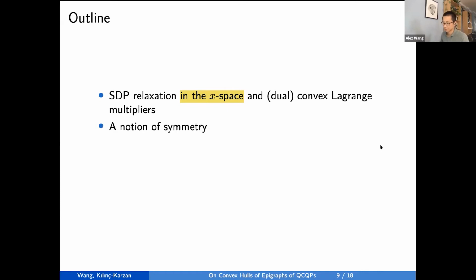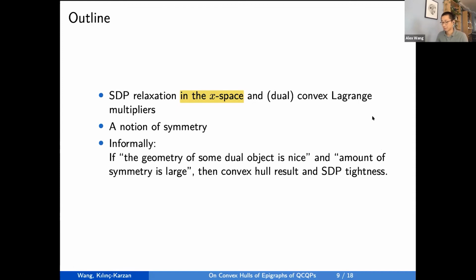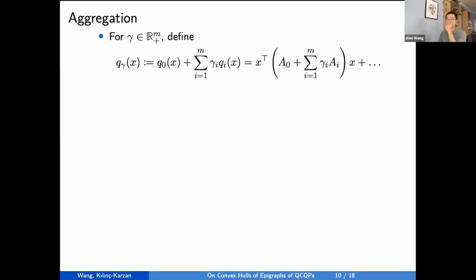And then after that, I'll tell you about this notion of symmetry that we introduced for QCQPs, and we'll go through a couple of examples. And finally, I'll get to one of the corollaries of one of our results. This corollary is going to informally state that if the geometry of this dual object is nice, that is to say, the geometry of this set of convex Lagrange multipliers is nice, and you have a large amount of symmetry for some notion of symmetry, then you'll get both the convex hull result and the SCP tightness result. All right. So let's get started on the first part of this talk.